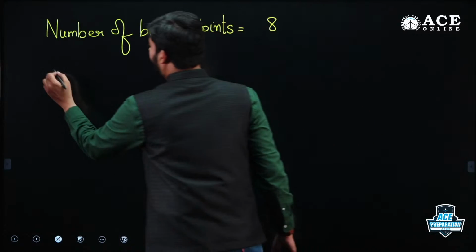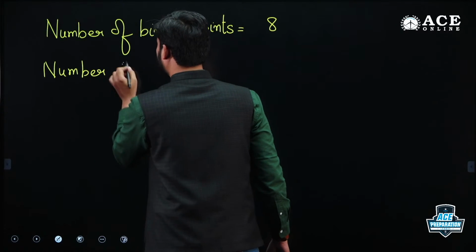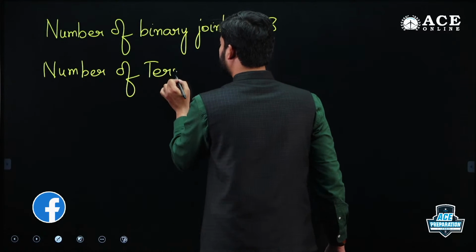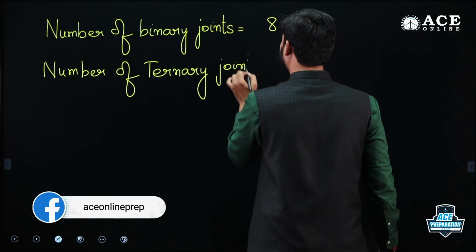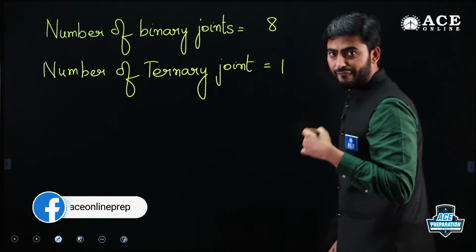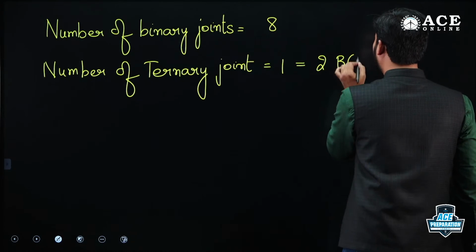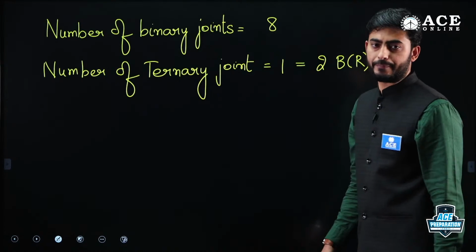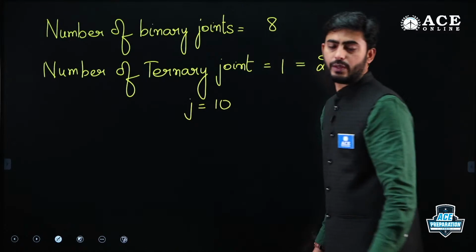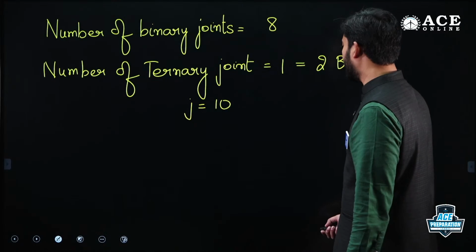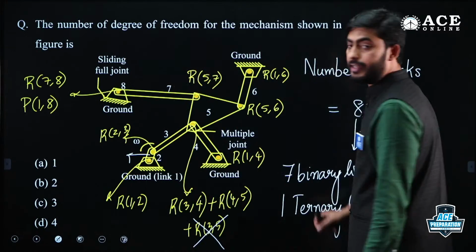Similarly, the number of ternary joints will be 1, which is identical to 2 binary joints or binary revolute joints. So here J will be equal to 10. Now the number of links, how many are there? The number of links is, I guess, 8, right?